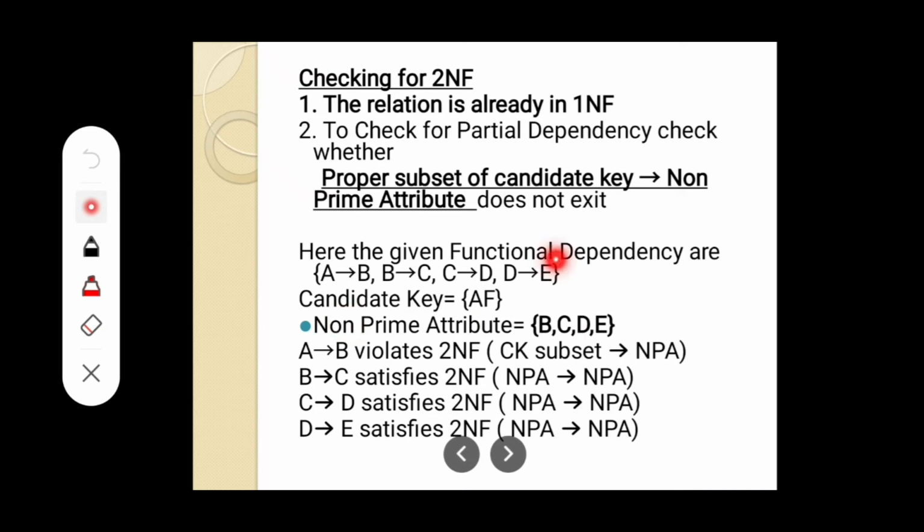Okay, so all the previous data I have written here. Now I will check. I will take the first functional dependency, A determines B. Okay, so what is A? A is a subset of AF.